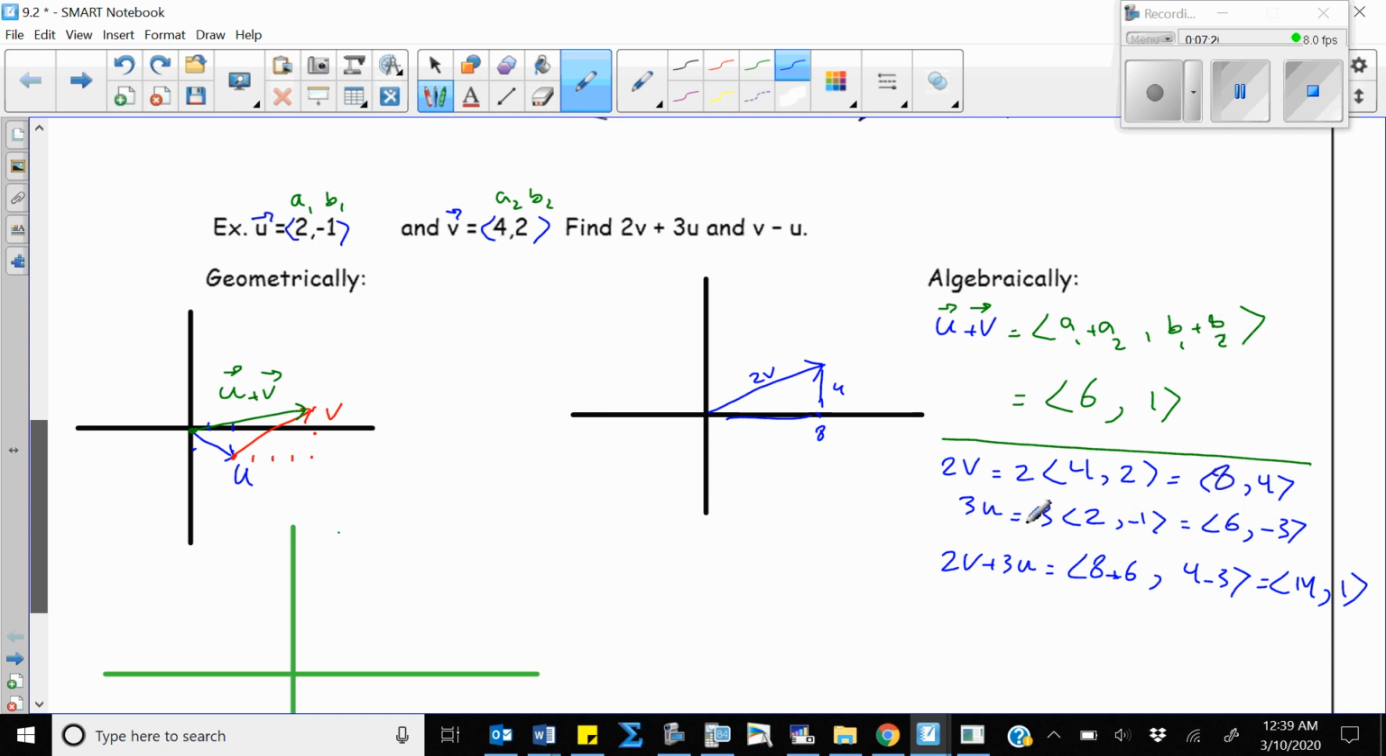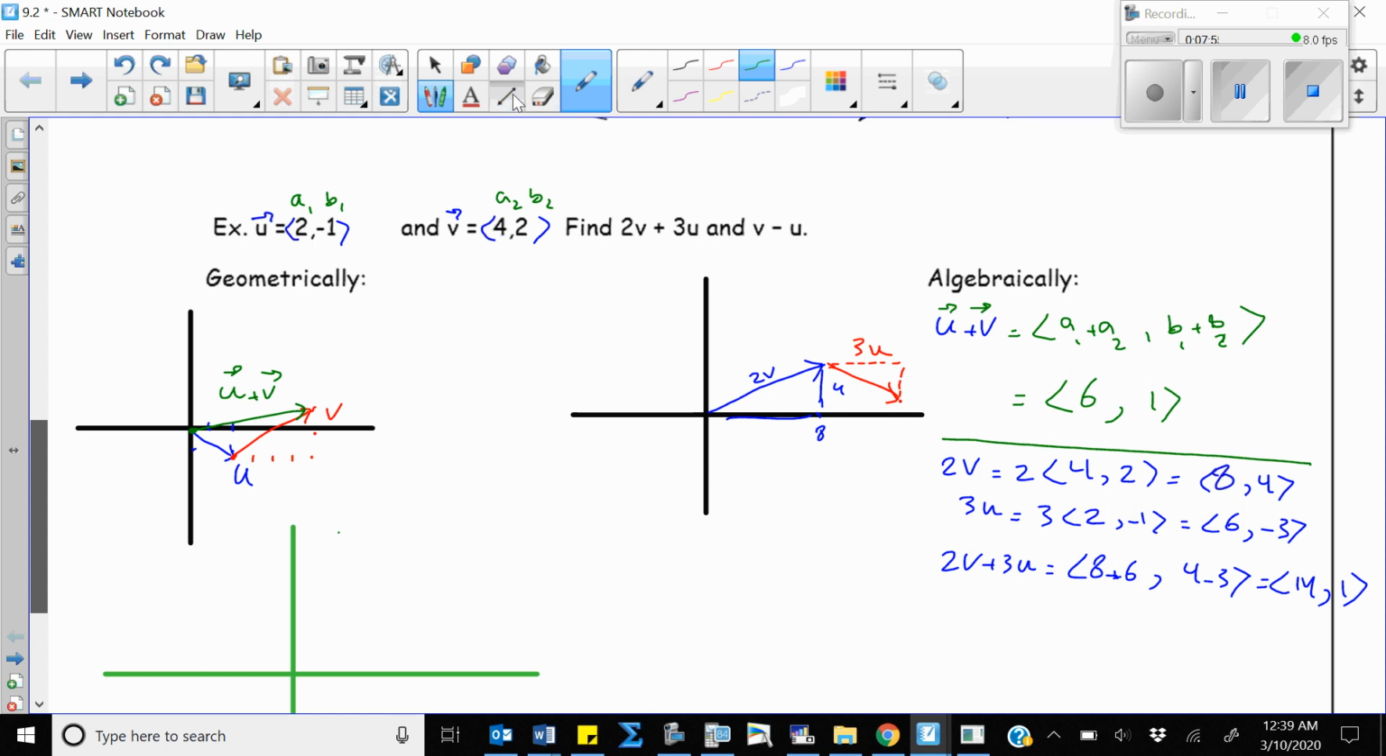Then we have 3u. That means I need to go 6 to the right and 3 down because it is 6 and negative 3. So 3u will be 6 to the right. Let's say this is 6 and 3 down. Something like this will be negative 3. So this will be the graph of 3u.